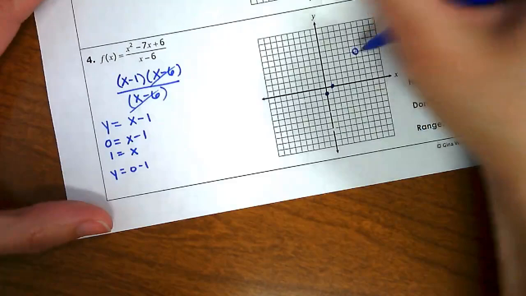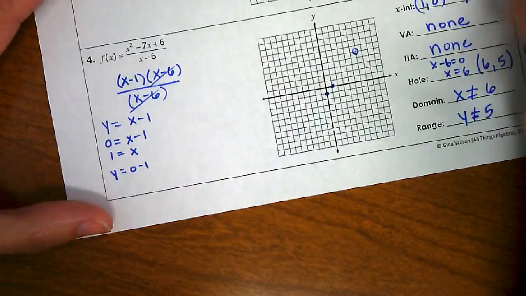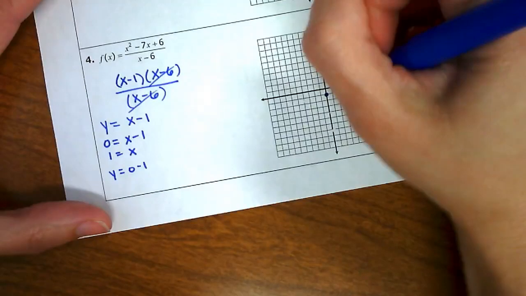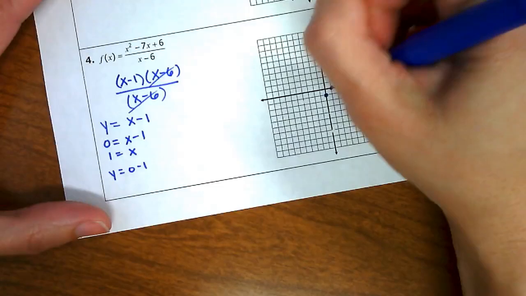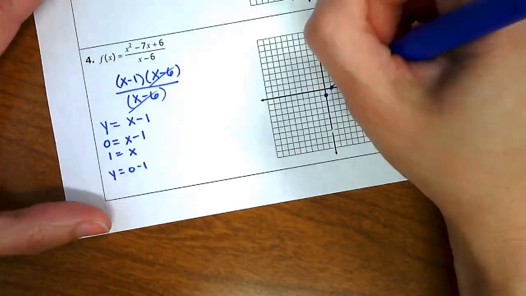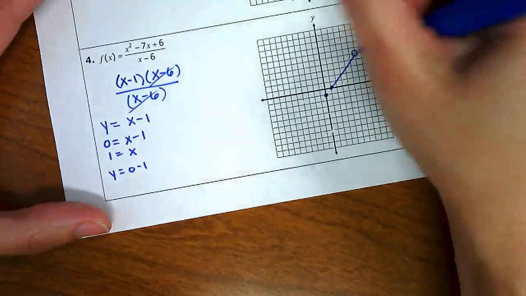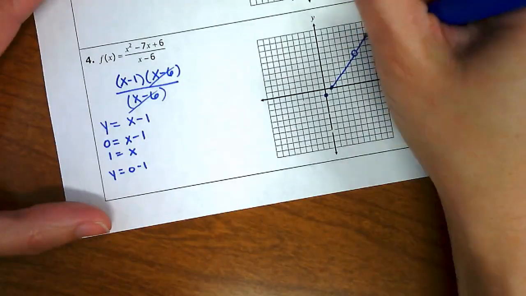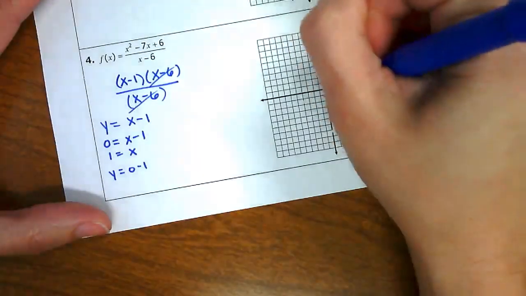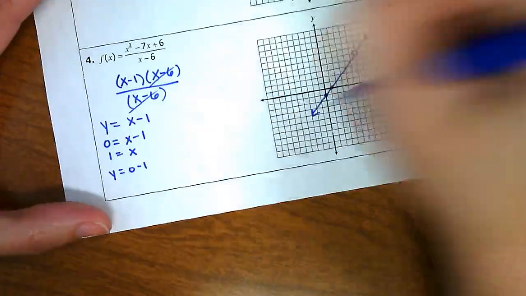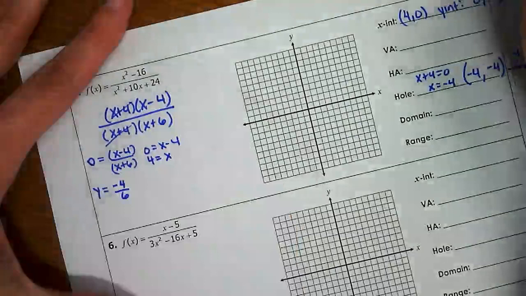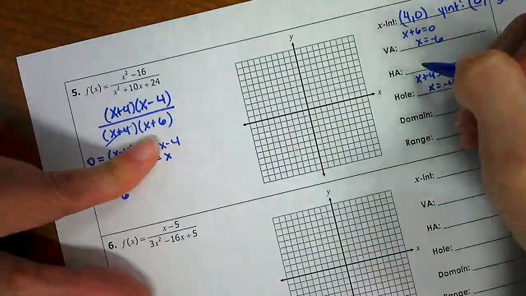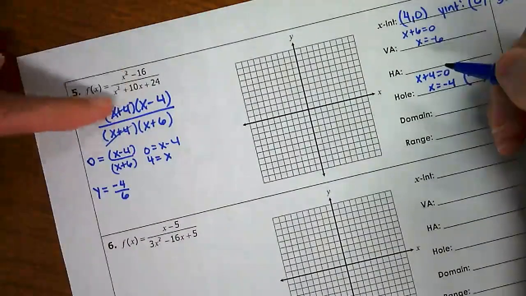For my x-intercept, I'm going to have 0 equals x minus 4 over x plus 6. So 0 equals x minus 4. So 4 is x. So the x-intercept is 4, 0. Y-intercept, I make my x 0, so negative 4 over positive 6 is negative 2/3.